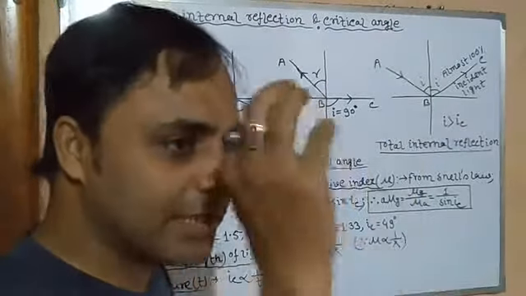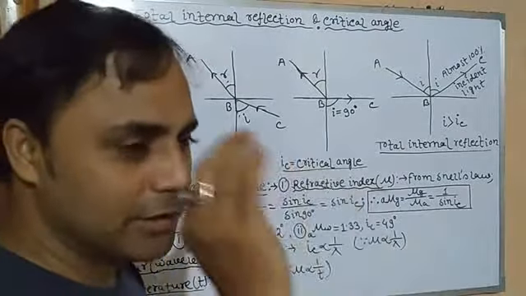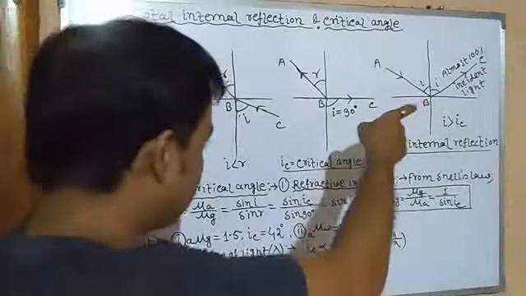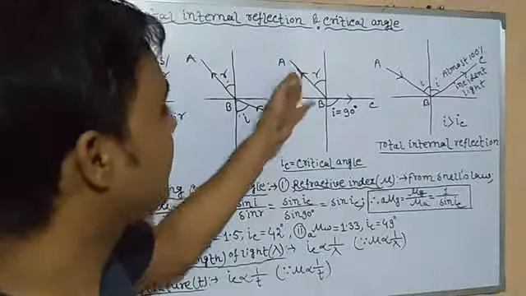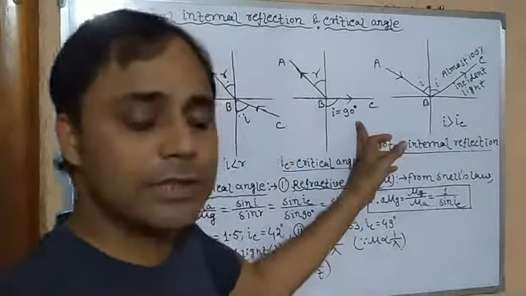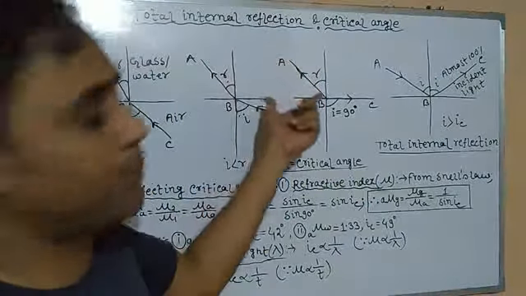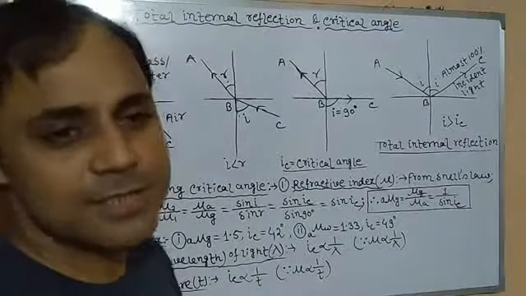In the case of formation of the critical angle, there is no trace of a refracted ray in the second medium. In that case, it just grazes the medium, just passes kissing the boundary surface. But here we can see that even after reaching the maximum value of the angle of incidence, that is 90 degrees, we are still getting a refracted ray.